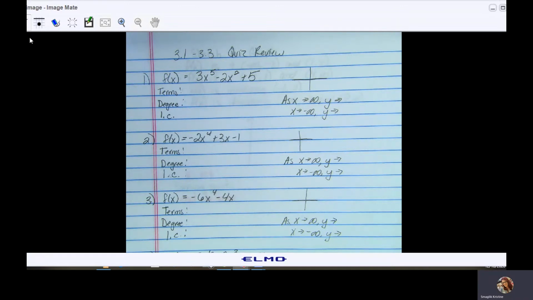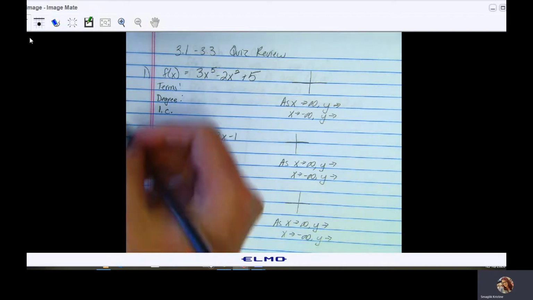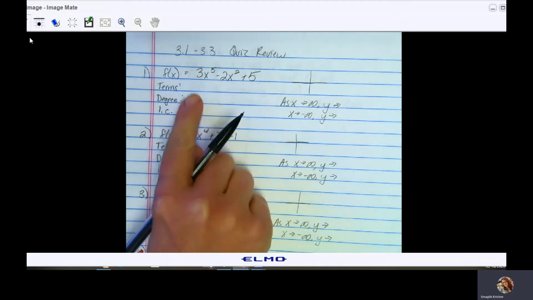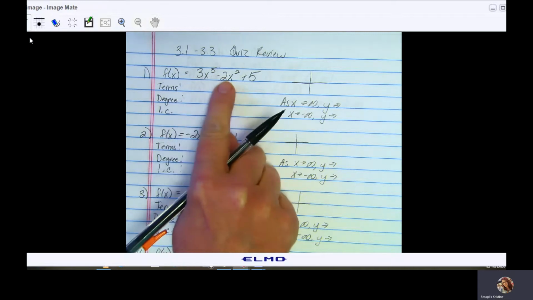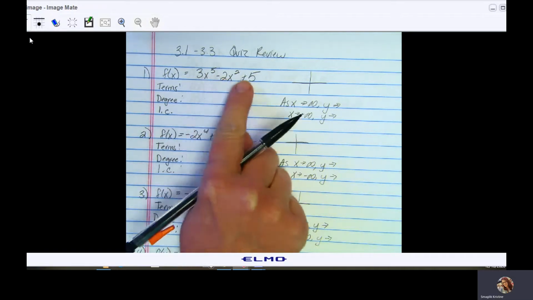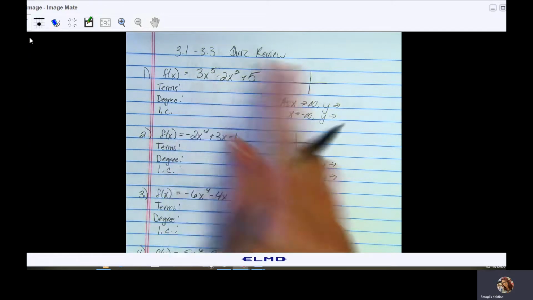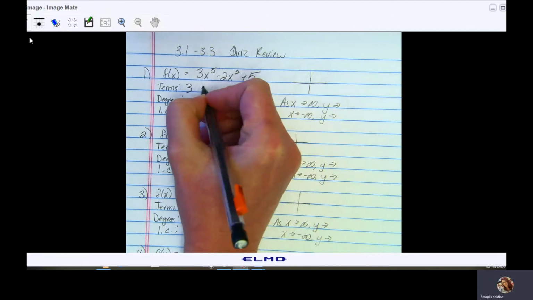Let's take a look at end behavior of polynomials. So number one, we have 3x to the 5th minus 2x squared plus 5. While we're doing this, let's also talk about terms. We're going to take this as a review of all of topics 3.1 to 3.3. So terms, we did this in 3.1. Terms, all you have to do is count how many terms you have. Terms are separated by either a minus sign or a positive sign. So this, we have 3 terms, and remember, if you have 3 terms, that's a trinomial.